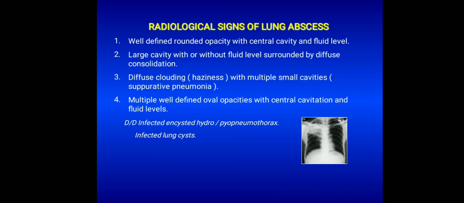So what are the radiological signs of lung abscess? It's a well-defined rounded opacity with central cavity and fluid level, a large cavity with or without fluid level surrounded by diffuse consolidation, diffuse clouding, that is haziness with multiple small cavities, that is a suppurative pneumonia, and multiple well-defined oval opacities with central cavitation and fluid levels. The differential diagnosis of lung abscess are infected encysted hydrothorax or pneumothorax and infected lung cysts.